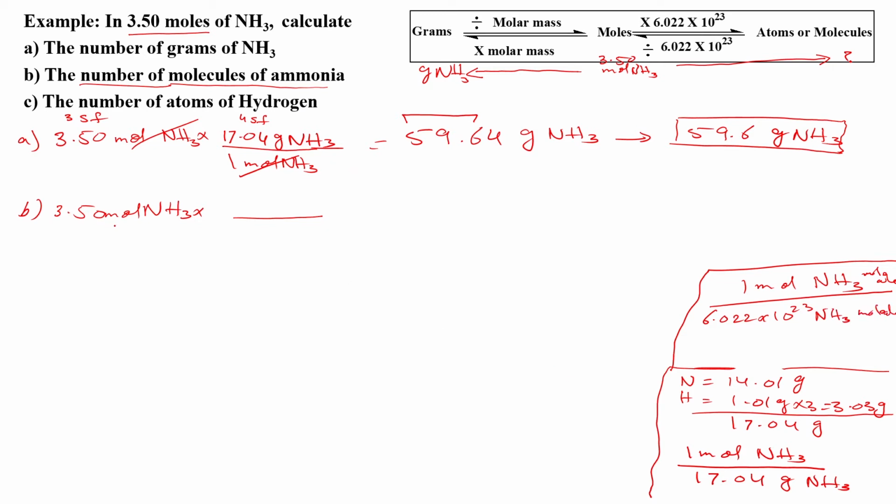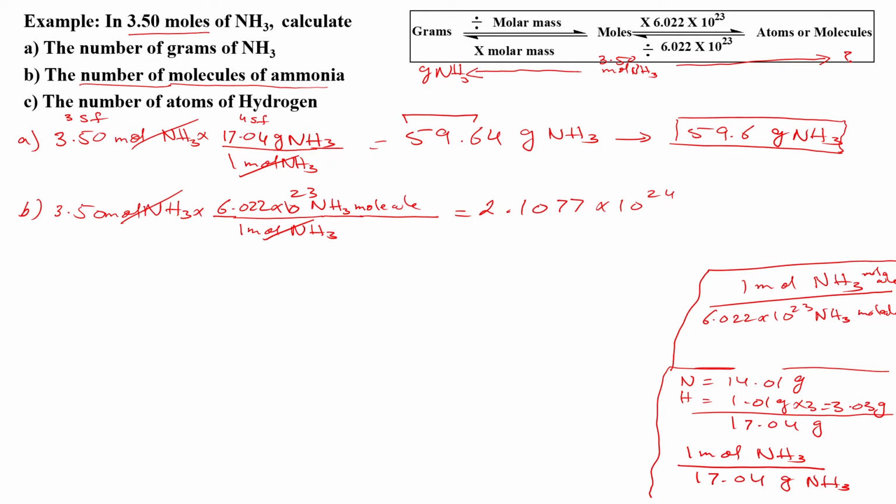We want to get rid of the moles of ammonia, so this mole will be in the denominator. So we have 1 mole ammonia here, and 6.022 times 10 to the 23 ammonia molecules at the top. So this will cancel. When you multiply these two numbers at the top, you will have your answer. So my answer is 2.1077 times 10 to the 24.